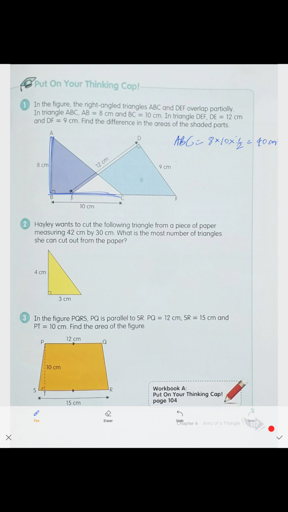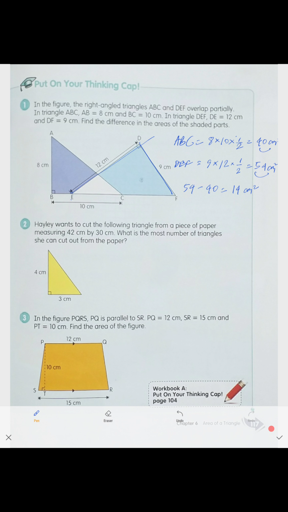Next triangle is DEF. We know the base, we know the height, same thing. 9 times 12 times 1 over 2. What is it? 54 square centimeters. Now what is the difference? 54 minus 40, 14 square centimeters.